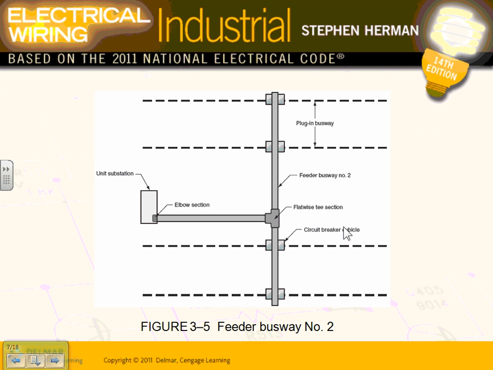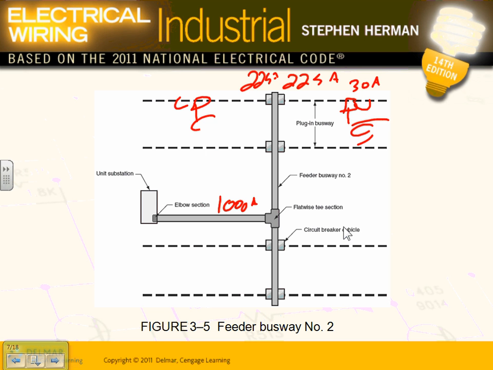You guys looked at this one. This is the 1000 amp busway that we were talking about. Each one of these is 225 amp, and each one has a disconnect that feeds a machine. And this, let's just say, is a 30 amp fused disconnect, right? And you can imagine how these are going to be.